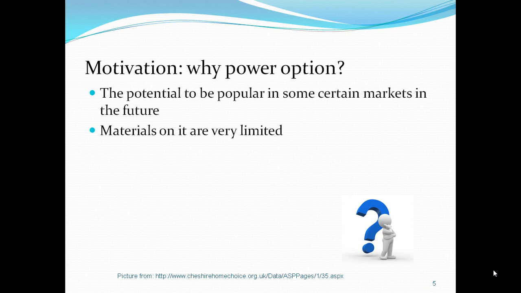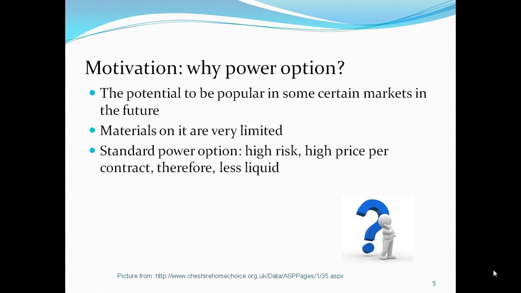However, this exotic option is still unfamiliar to the majority of people, and the materials on it are very limited. Usually, the power parameter used is bigger than 1. The greater potential payoff and the consequent higher price per contract make the power option very attractive to both buyers and writers. In the meantime, the high risk and high price per contract can make it less liquid in trading.